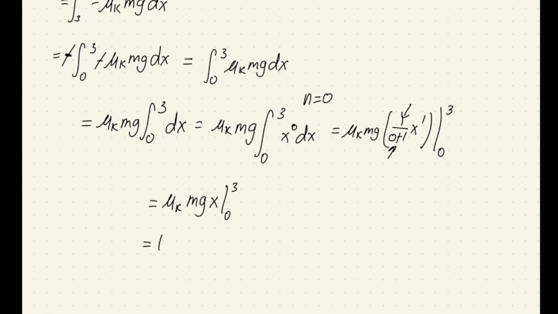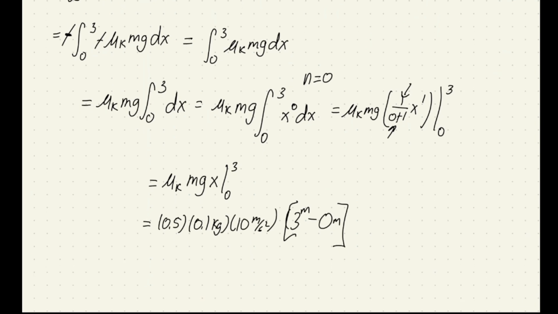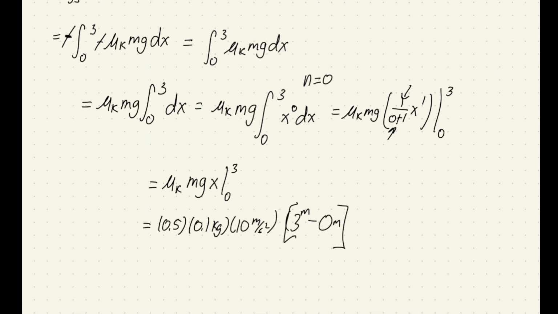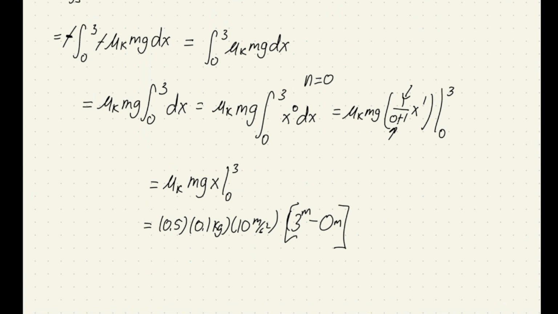So mu k is known to us. It's 0.5. The mass of the object is 0.1 kilograms. G is still 10 meters per second squared. And then we have x evaluated at 3 and 0, and these are units of meters because it's x. If I plug that into my calculator, I would get 1.5. Well, 1.5 kilograms times meters over second squared times meters minus 0, and the units will be the same for that. So the answer would be just 1.5 joules.